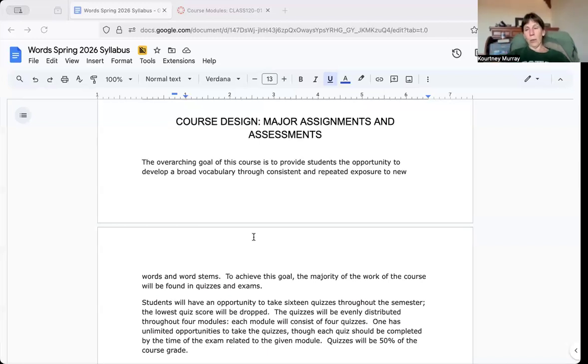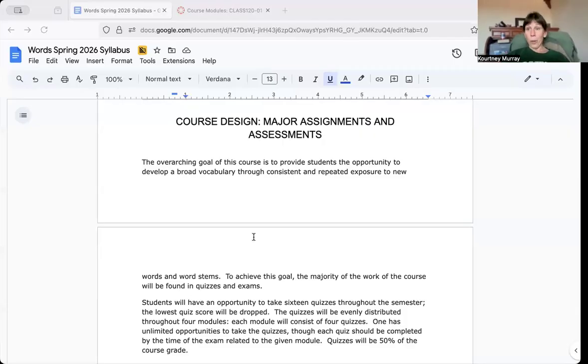The reason there's 16 quizzes is because this course is a vocabulary course. So much of the learning is done just by quizzing yourself on all of the words that we're learning. So I like to think of those quizzes kind of as flashcards. In the same way as if you were learning a different language, you would use a flashcard to consistently review the words that you're learning. That's what those quizzes are meant to do.